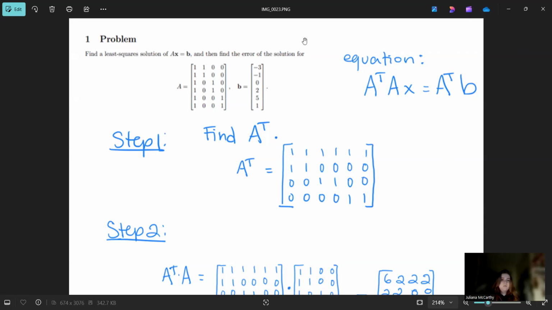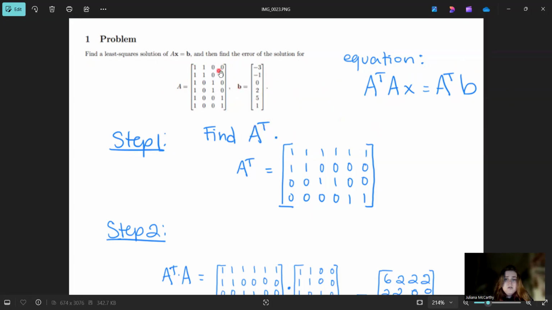To start, problem number one: find the least squares solution of Ax equals b, and find the error of the solution. A and b are given. As I said, ultimately we want to find x hat. To start, we have this equation, A transpose times Ax equals A transpose times b. We are given A and we are given b, so all that's left is to find A transpose. And that's pretty easy.